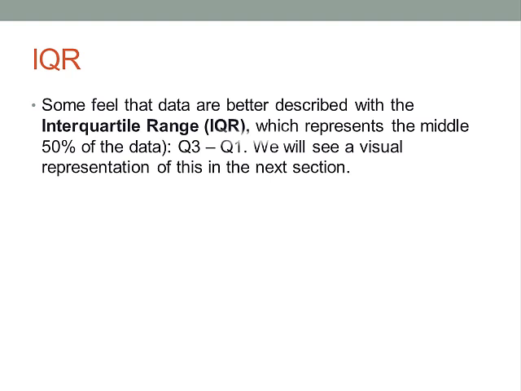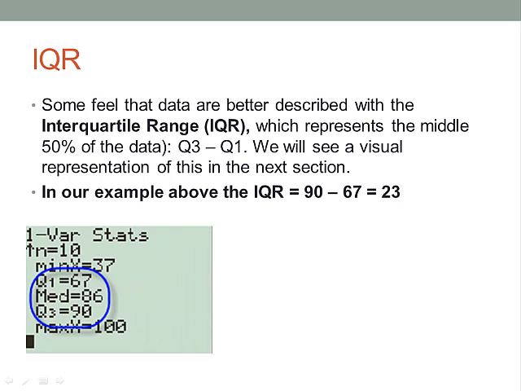Okay, the interquartile range involves the quartiles. A lot of people think that the interquartile range gives you a better sense of the data. And all it is, is Q3 minus Q1. In the example we just did, to find the interquartile range, we do 90 minus 67, we get 23. So the interquartile range is 23.